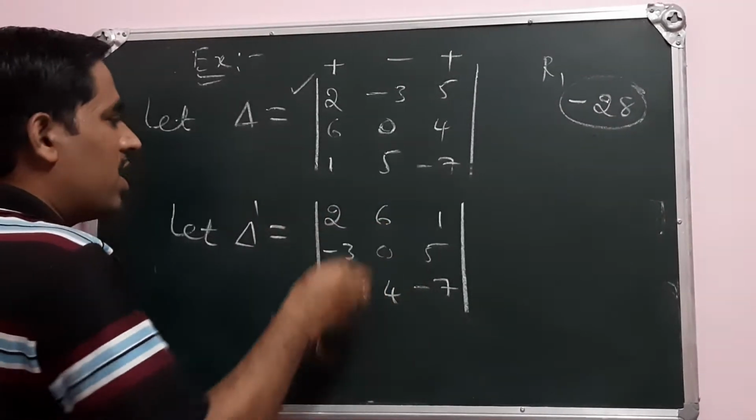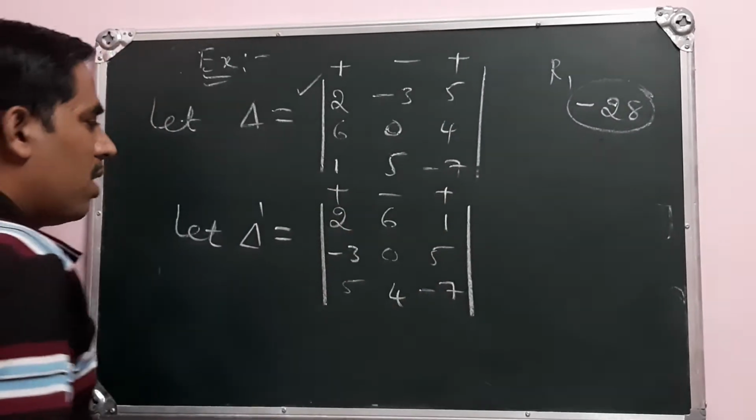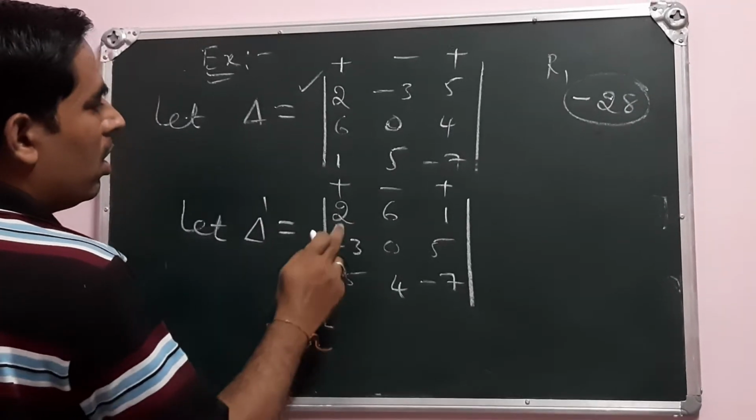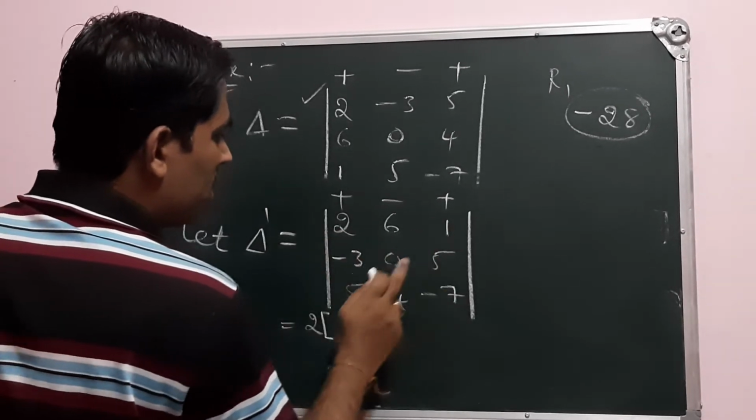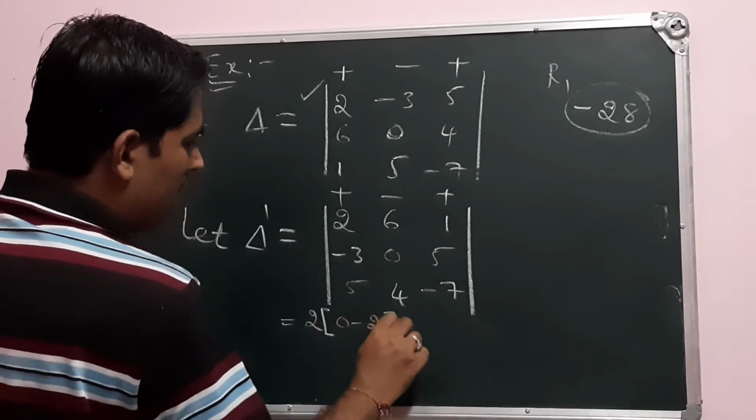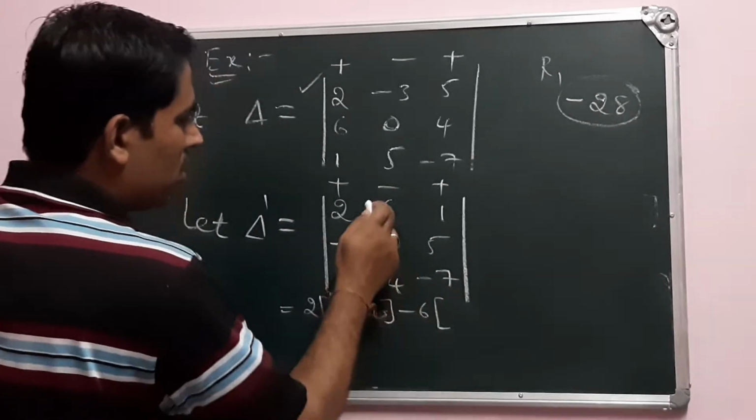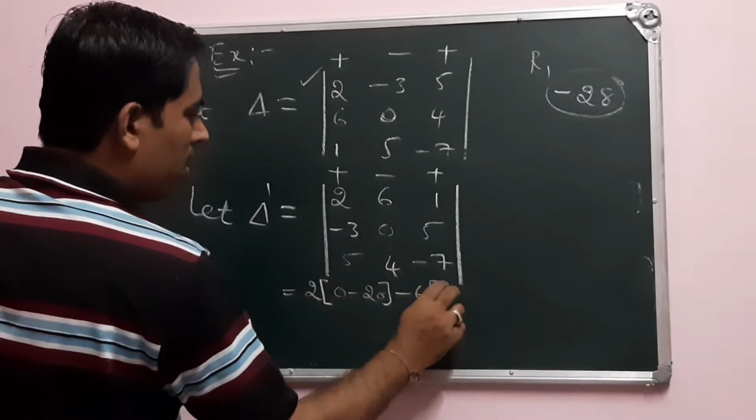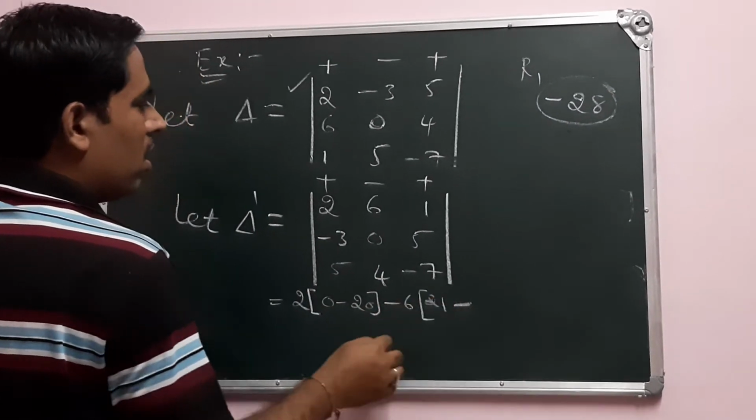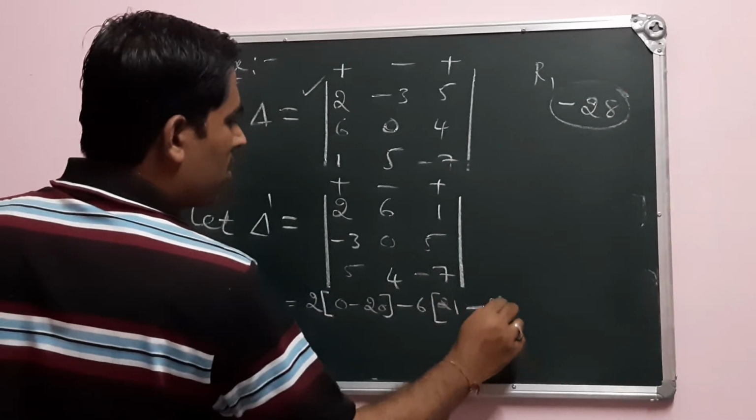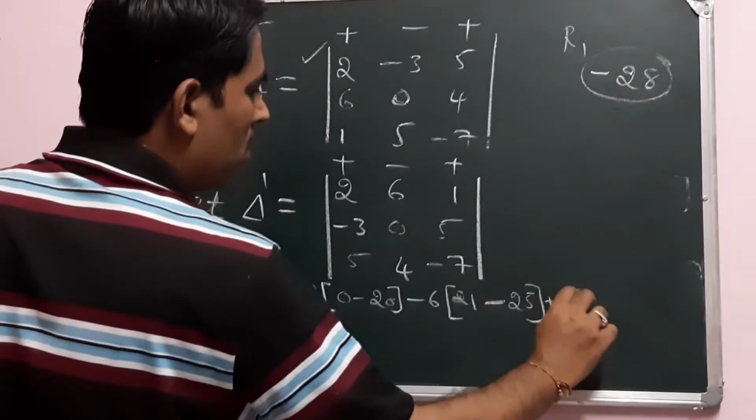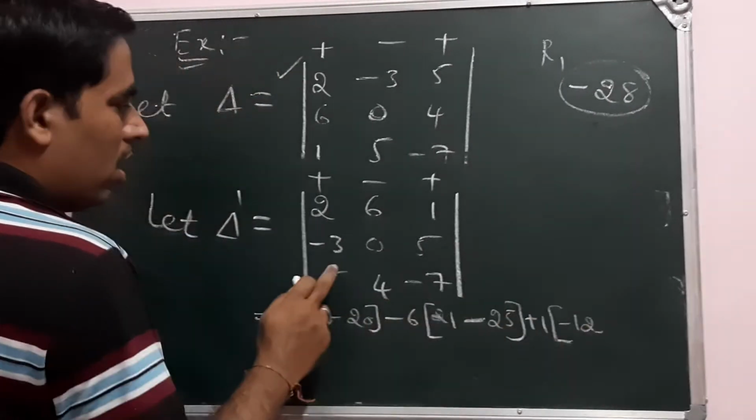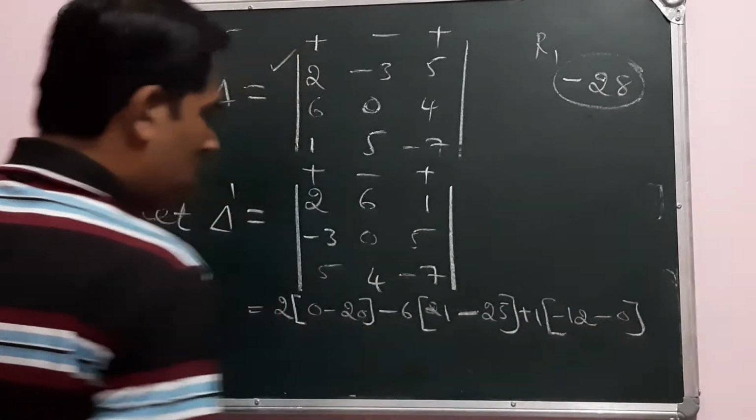Let us see the expansion of this. So what is the value here? I will take this one here, 2. 2 into, leave this column and this row, so 0 minus 20. Then minus 6 into, leaving this column and this row, minus 3 into minus 7, the product will be plus 21, minus 5 into 5, that is 25. Then plus 1 into, leaving this column and this row, minus 3 into 4, that is minus 12, 5 into 0 is minus 0. So that is the product.